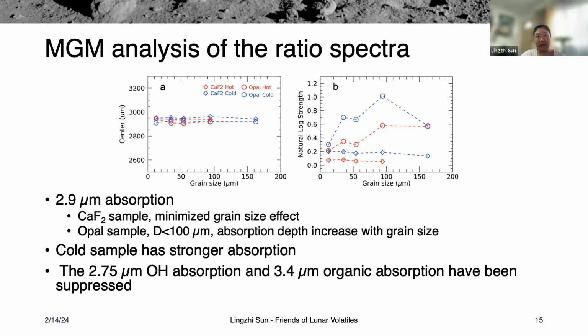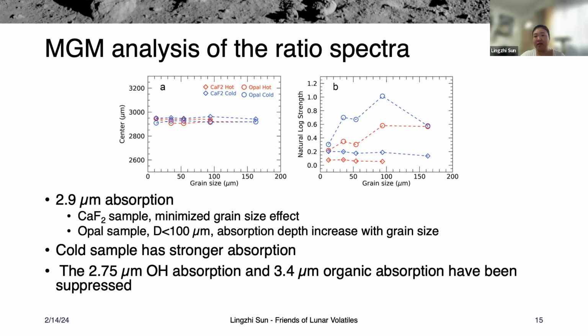We then measured the ratio spectra. We analyzed it with MGM, and it only showed us one strong 2.9 band. So still the cold are blue, hot are red, and opal are circle, and calcium fluoride are diamond. And you can see with grain size variation, this ratio spectra show basically no variation along grain size for calcium fluoride, which means the grain size effect is basically minimized.